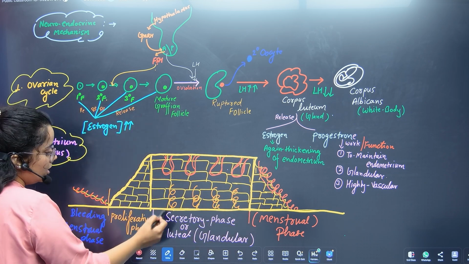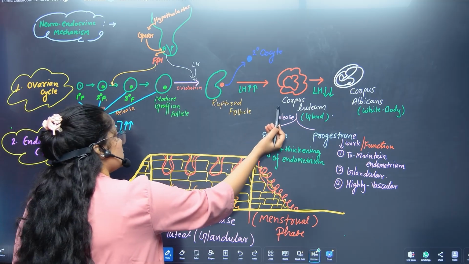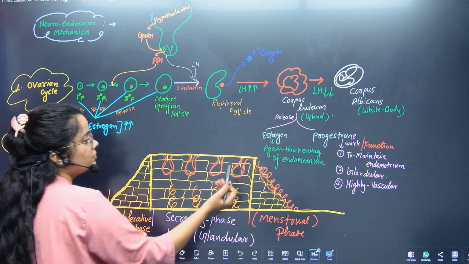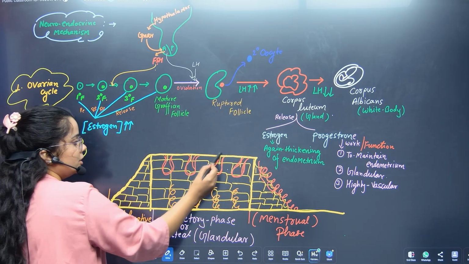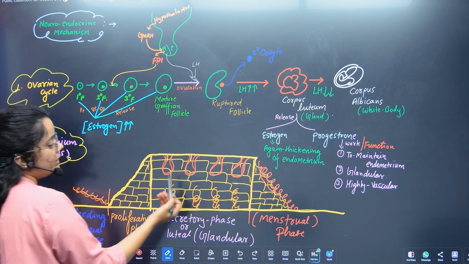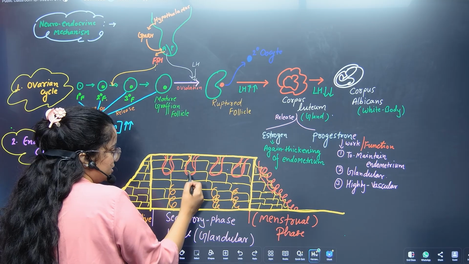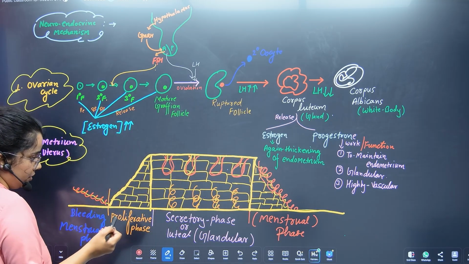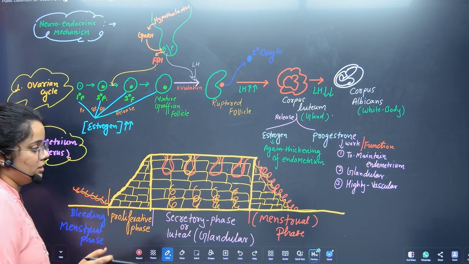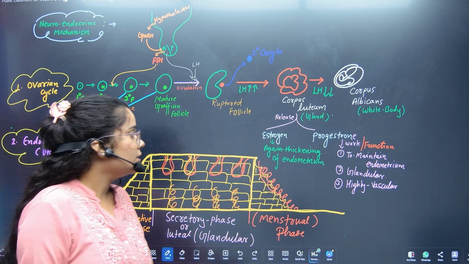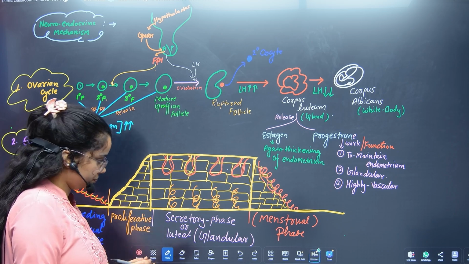As we see here, this is the secretory or luteal phase. It is named so because of the presence of the corpus luteum, which produces the two hormones, estrogen and progesterone. Estrogen again leads to the thickening of the endometrium and progesterone maintains the thickening of the endometrium and makes it glandular. These are the glands present here. Blood vessels are formed here, which makes the endometrium highly vascular and glandular in nature, and it also creates the thermogenic effect.